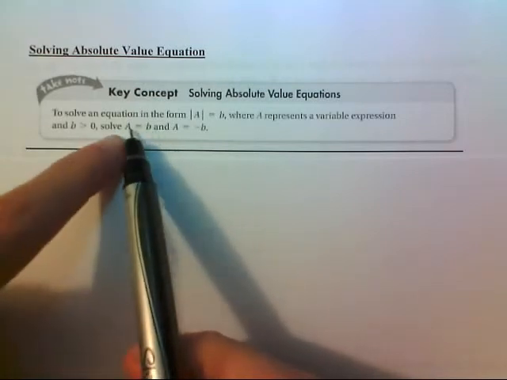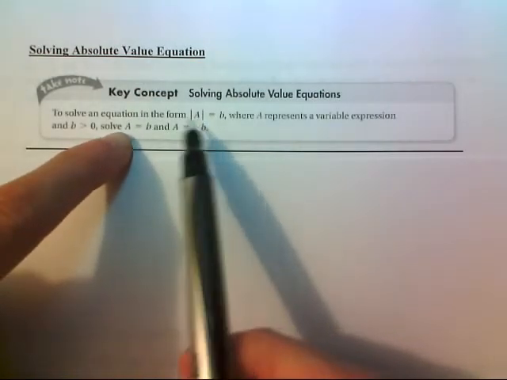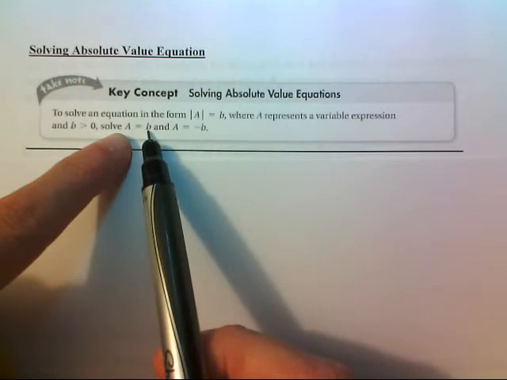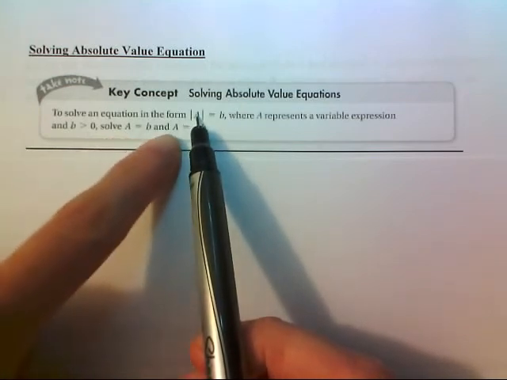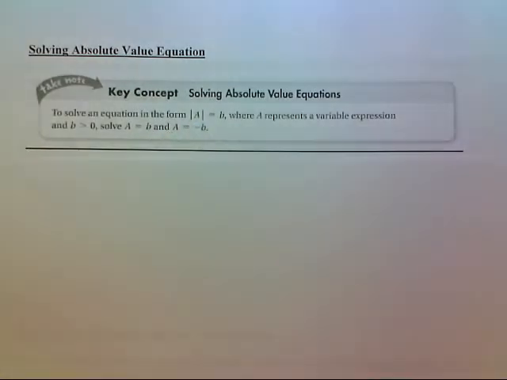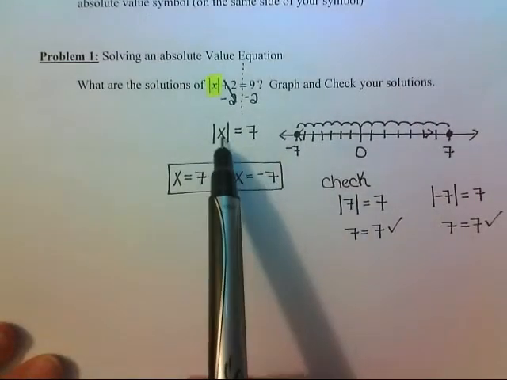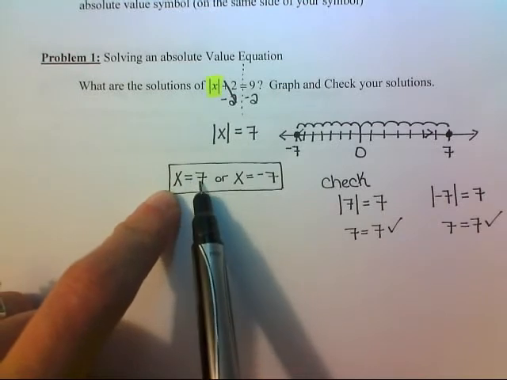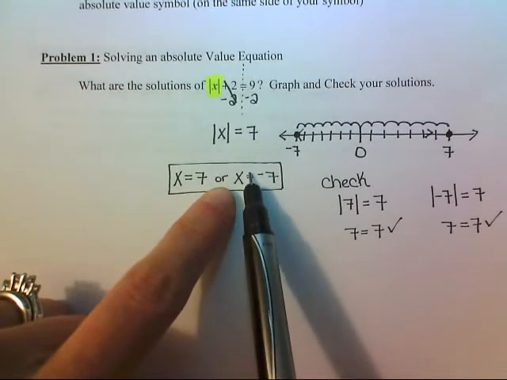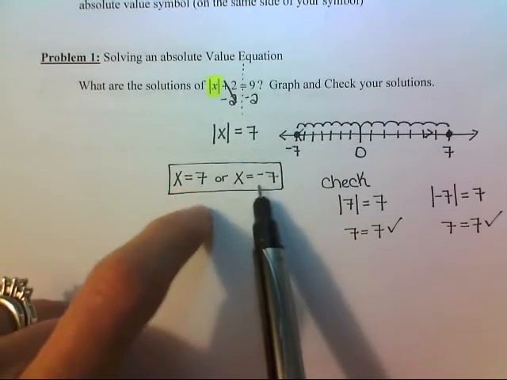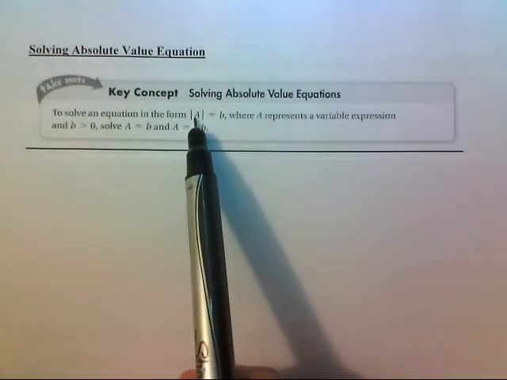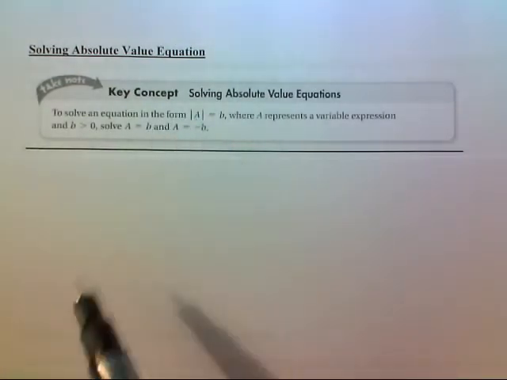This is how you're going to solve it. You're going to take the expression inside the absolute value and set it equal to the positive, whatever the number is. And then you're going to take that same expression and we're going to make it equal to the negative. That's exactly what we did for our solution on number 1. We took what was inside the absolute value and set it equal to the positive 7. And then we took the expression inside, which is x, and we set it equal to the negative. Our solution for this one was exactly what this key concept is talking about, taking what's inside and setting it equal to the positive and the negative possibility.